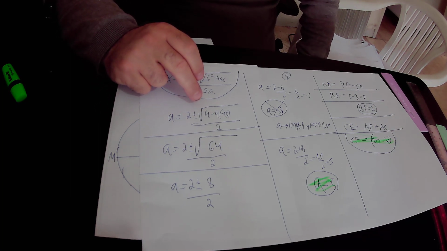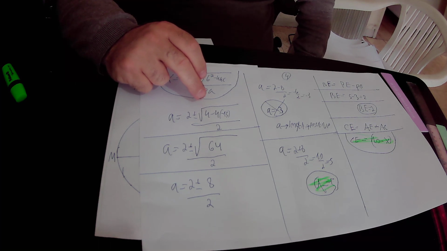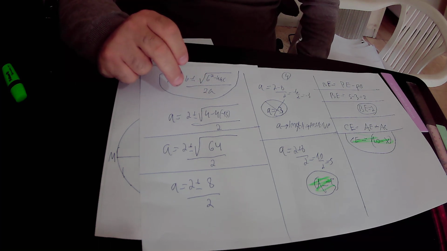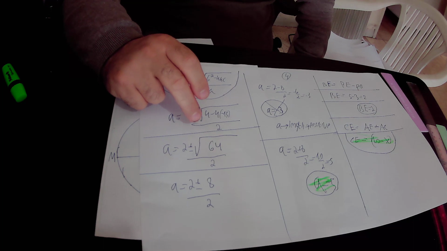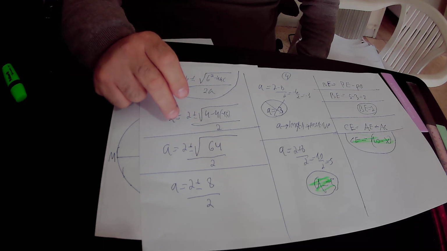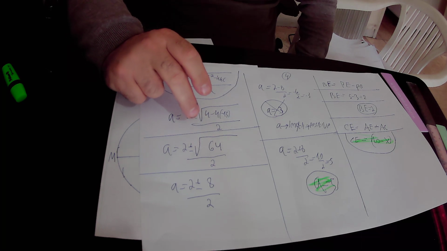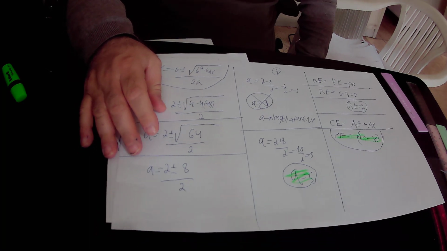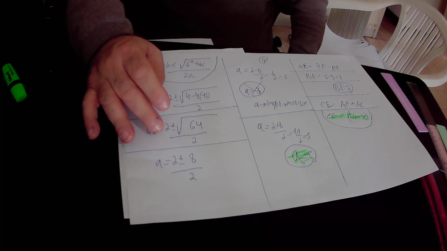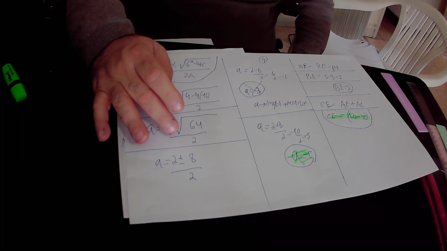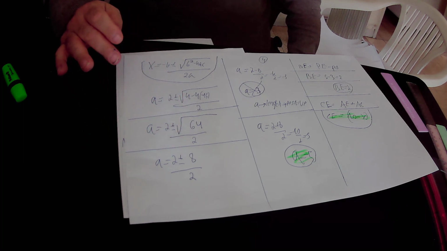Inside the root we have minus 4 times minus 15 is 60, and 60 plus 4 is 64. So inside the root what is left is only 64. So here a equals 2 plus minus square root of 64 over 2. Square root of 64 is 8. So here we will have two solutions that are possible for a: a equals 2 plus minus 8 over 2.